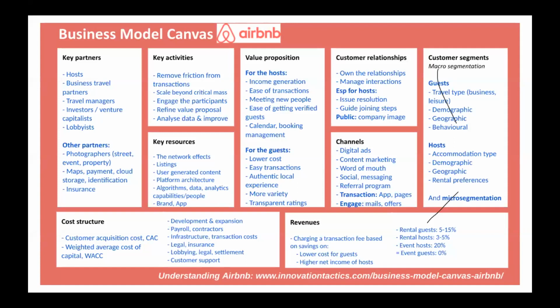And then from there, they had their key partners. At first it was mainly a lot of the photographers and videographers that they used to display imagery to get people to want to stay at these places. It was a lot of business travel partners, a lot of integration within the application. And they also broke down the key activities they had: removing friction from transactions, scaling beyond critical mass, and engaging with the participants. And then key resources was basically focused on their network, the listings they used, the brand, and the application.